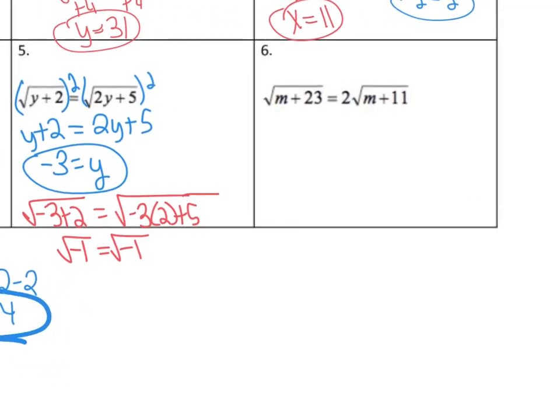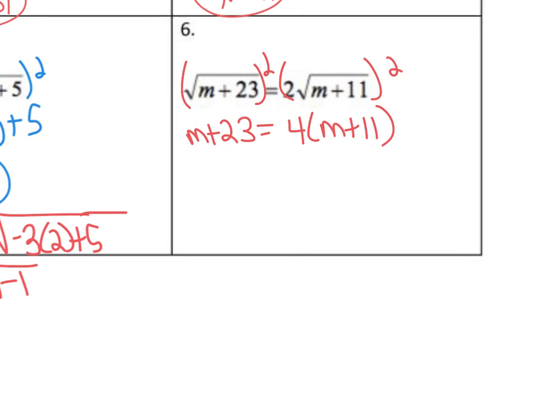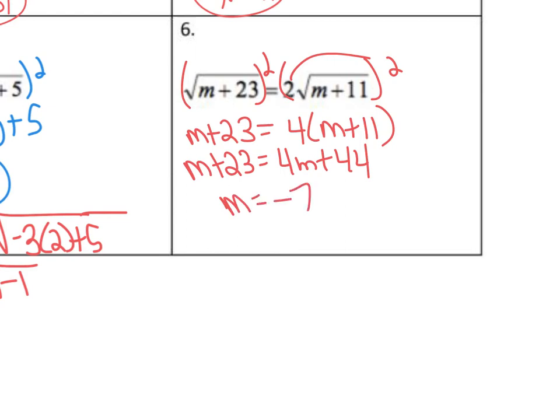Okay. On number 6, again, we have the square root of m plus 23 and 2 times the square root of m plus 11. If I square both sides, I get m plus 23. And you have to be careful here because you have 2 squared also, so you'd have 4 times m plus 11, because 2 squared is 4, and then the square root of m plus 11 is just m plus 11. So I'd have m plus 23 equals 4m plus 44. And when I solve for m, I get m equals negative 7.